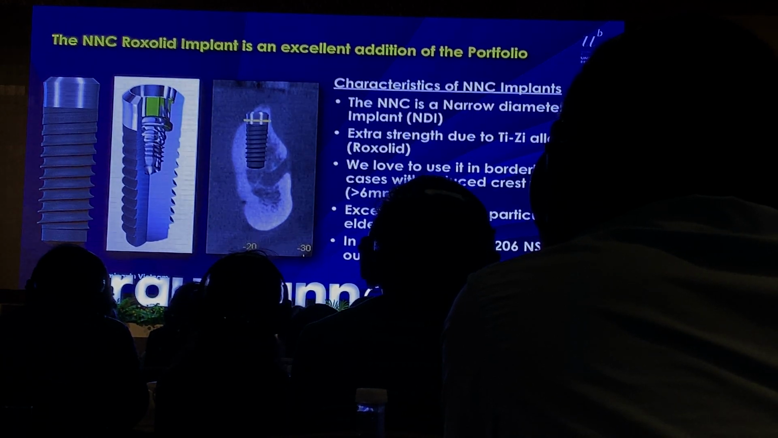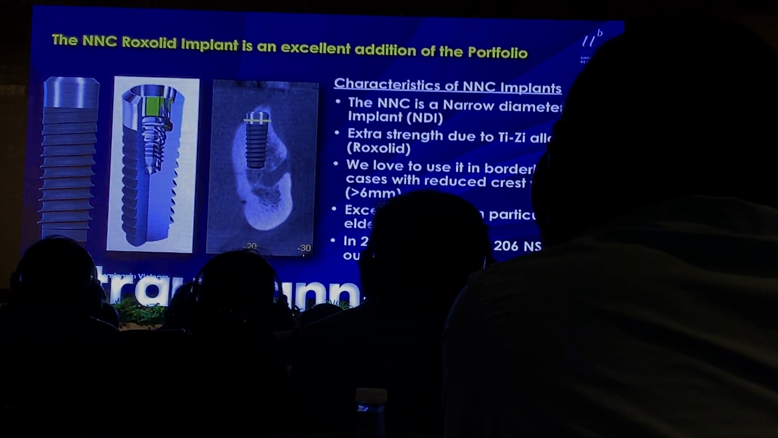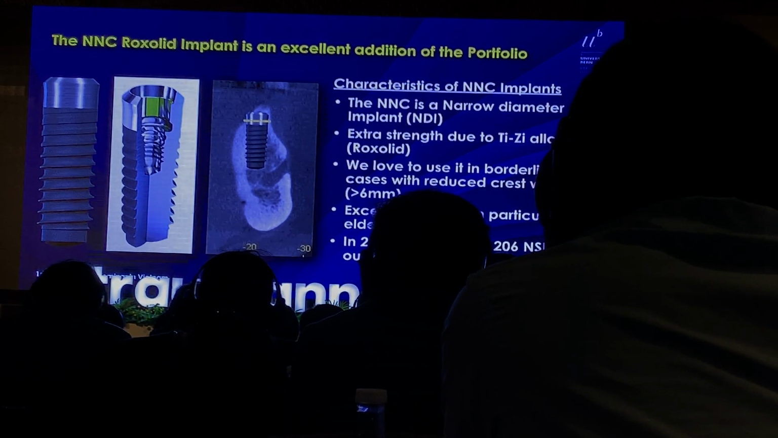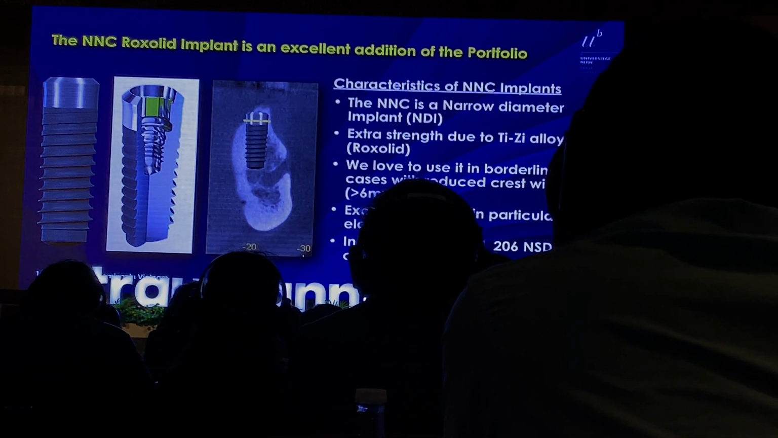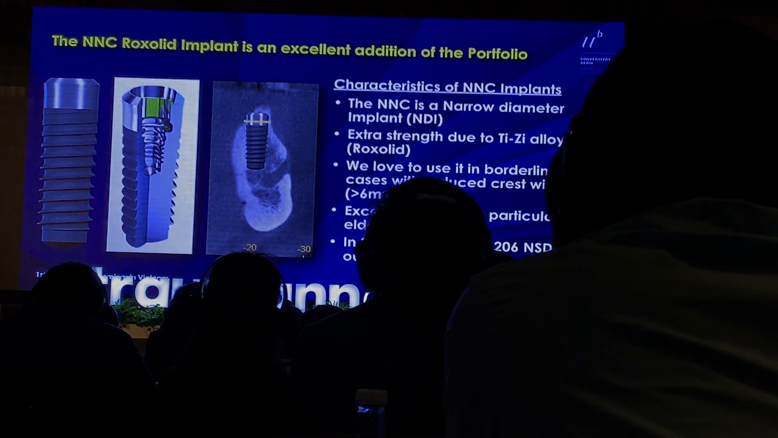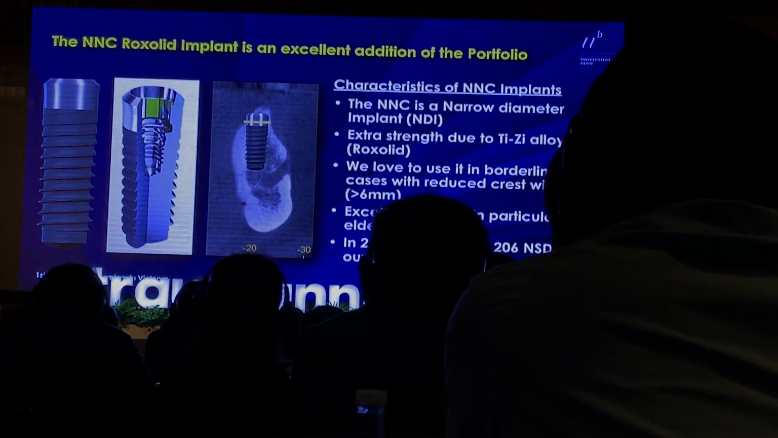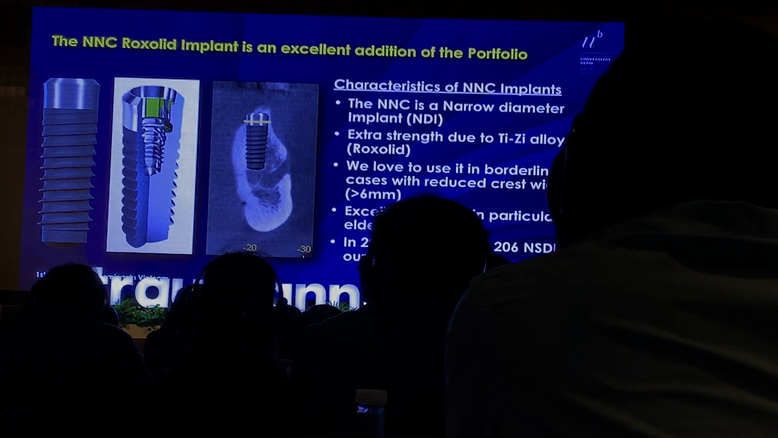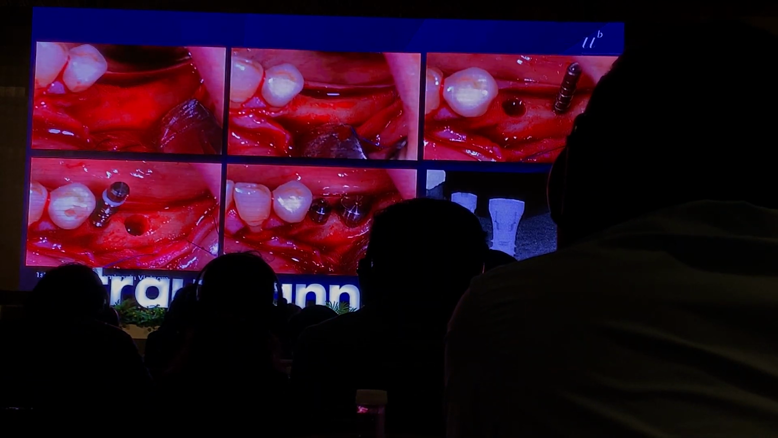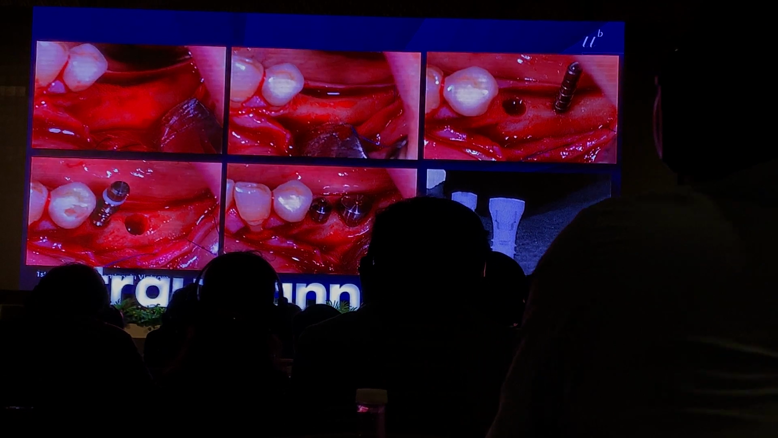Okay. In 2017, as you can see here, 25% of our implants we placed were narrow diameter implants. I think 20% were NNCs, 5% bone level 3.3. The bone level 3.3 is used for lateral incisors often, and NNC is used mainly in premolars and molars. Here you see such an example.